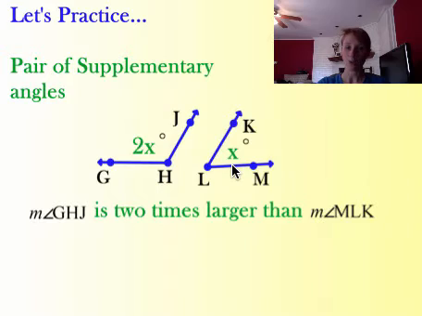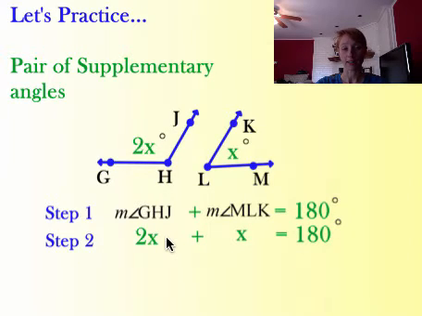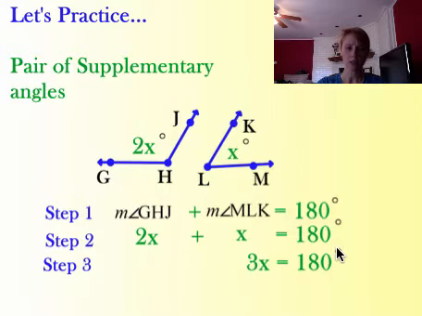This makes sense because still, the measure of GHJ is 2 times larger than the measure of MLK. So that holds. Again, always our first step is setting up a relationship between the angle measures. Since they're supplementary, we know they add up to 180 degrees. Now in step 2, let's go ahead and plug in our expressions with the variable x. GHJ is 2x, and the measure of MLK is x, still equals 180 degrees.